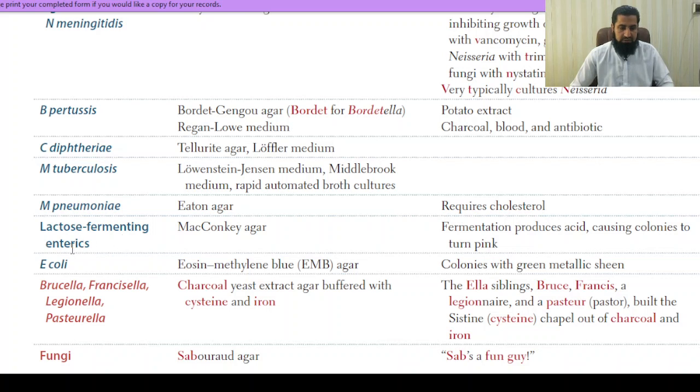Another group is lactose fermenting enterics. MacConkey agar is used for this. Bacterial staining and fermentation produce acid, causing colonies to turn pink.